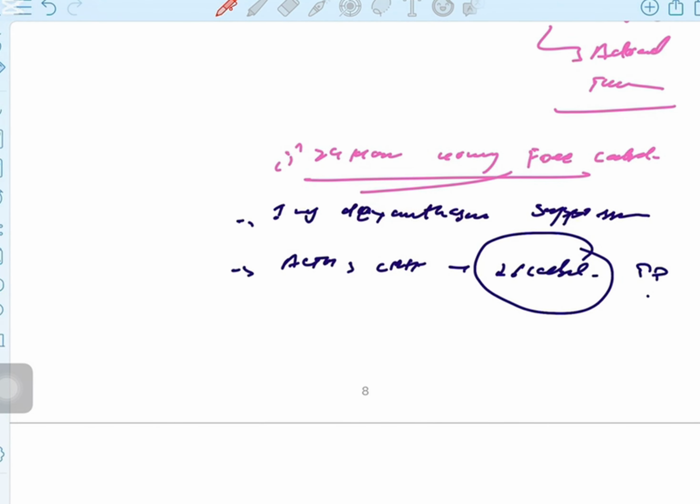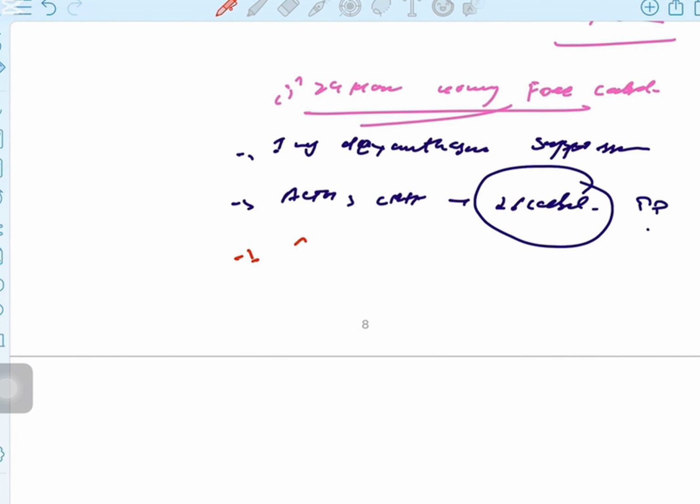Now we are going to perform the third test. In the third test, we check the salivary cortisol level. Just take an example: if any patient presents to us with a high level of cortisol, it's 100% confirmed that the person has Cushing syndrome.